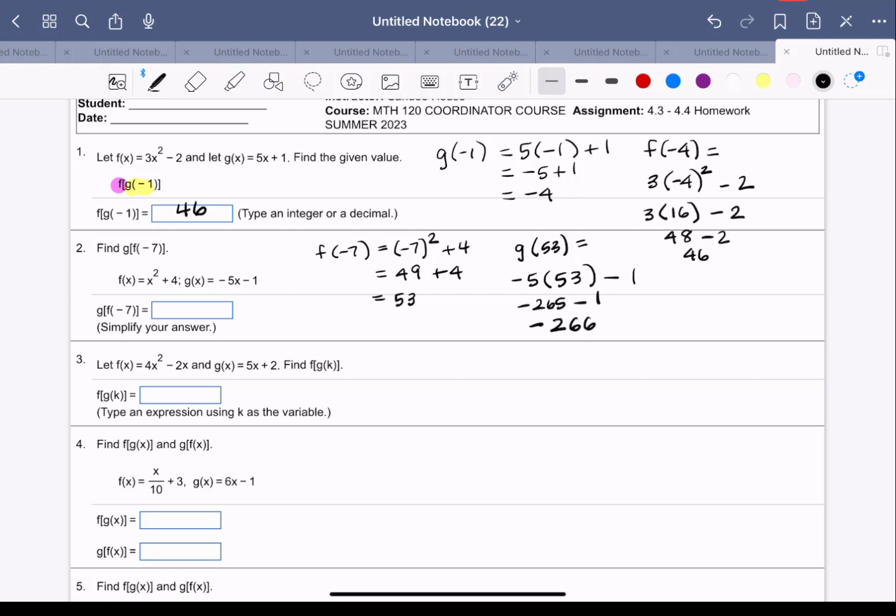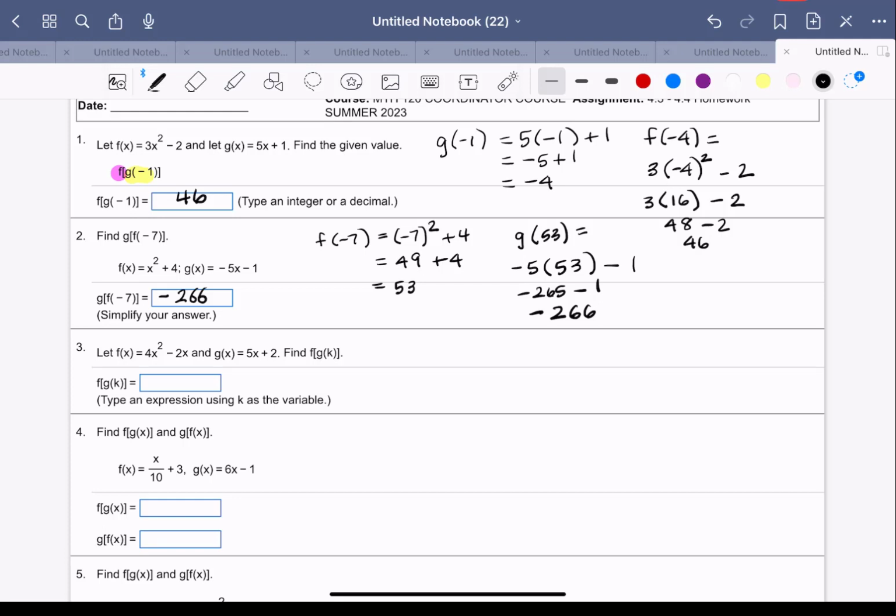So g of f of negative 7 is negative 266. So the key to this is to always start with the innermost function, take what you get, and put it in the outermost function.